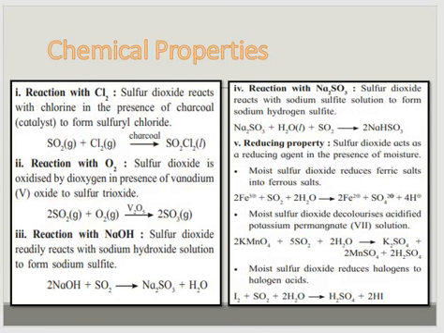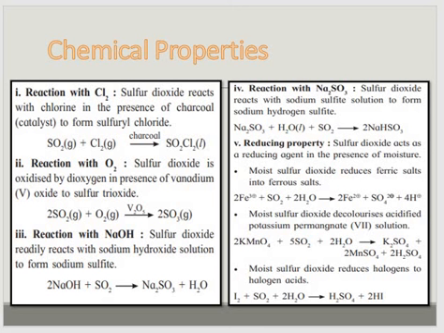If I talk about the chemical properties of sulfur dioxide, it will react with chlorine to give you sulfuryl chloride, and the sulfuryl chloride formula is SO2Cl2. Sulfur dioxide will be taken in gaseous form and chlorine will also be taken in gaseous form, and in the presence of charcoal catalyst it will give you SO2Cl2, which is called sulfuryl chloride.